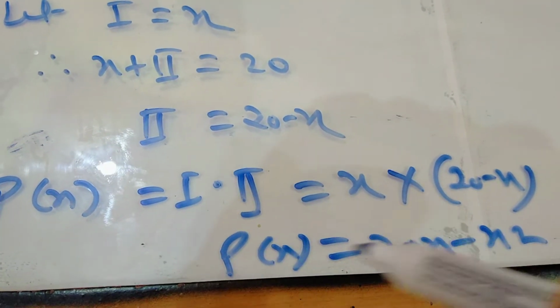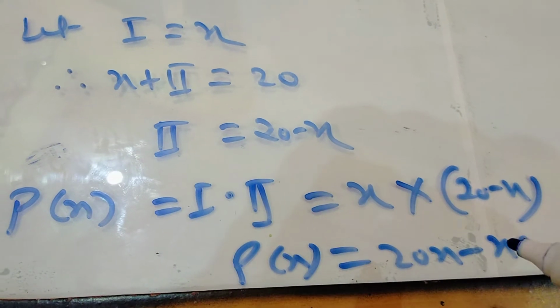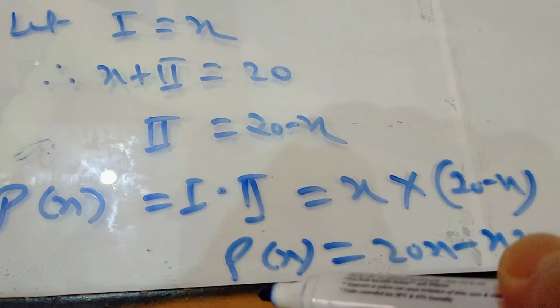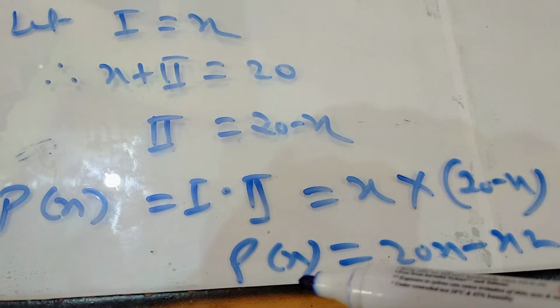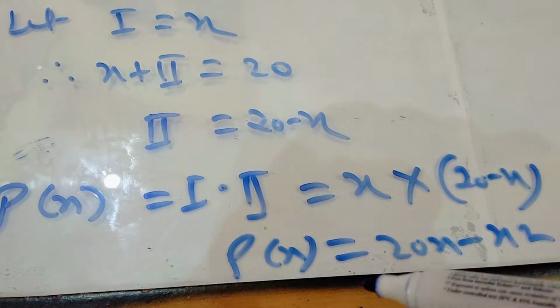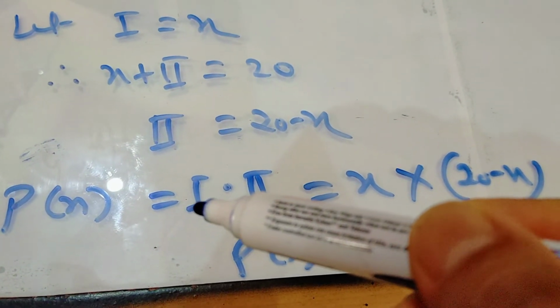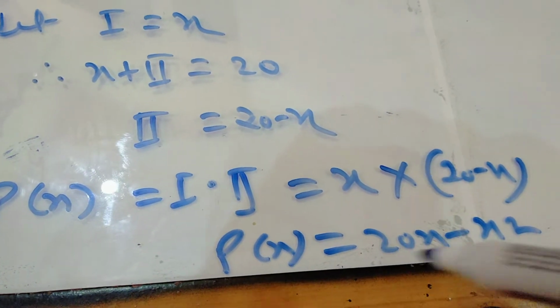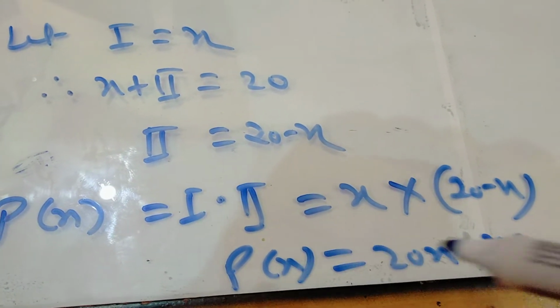Means I have formed the first step. What was the first step? First step is to form a function. Which function? The one you want to maximize. So I made this product function, which is the product of first and second. First is x, second is 20 minus x. So it has come in terms of one variable.